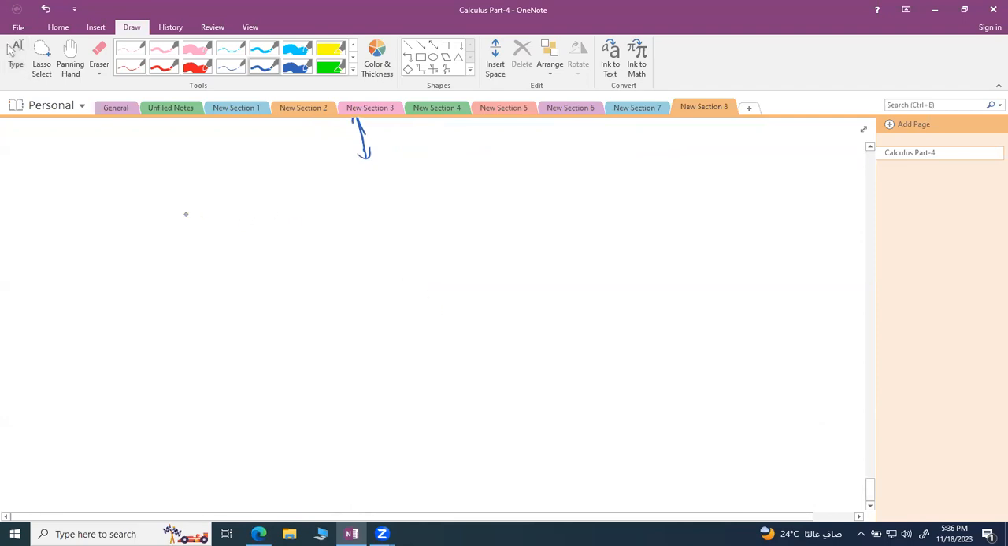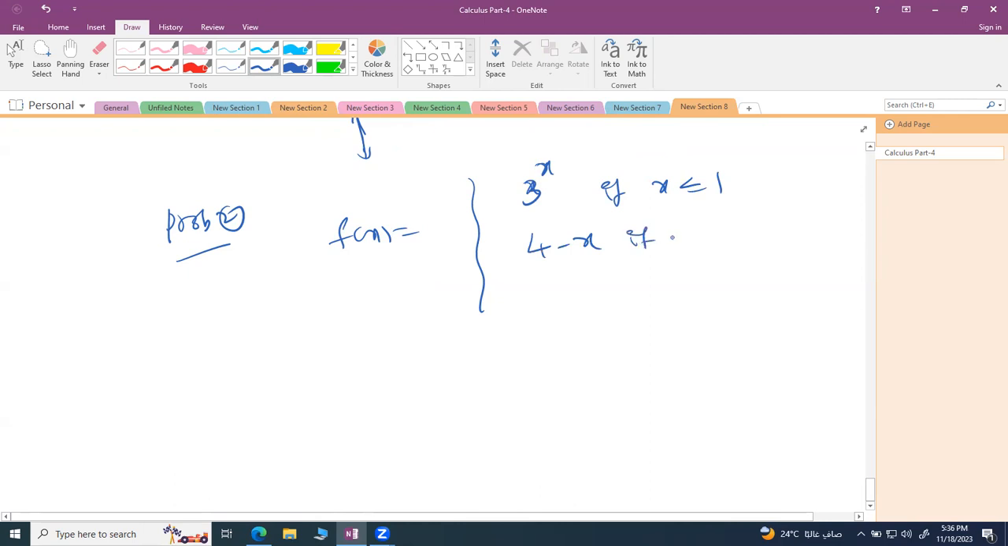Problem number 2. f of x equal to e power x if x less than or equal to 1, 4 minus x if 1 less than x less than or equal to 4, x square if x more than 4.